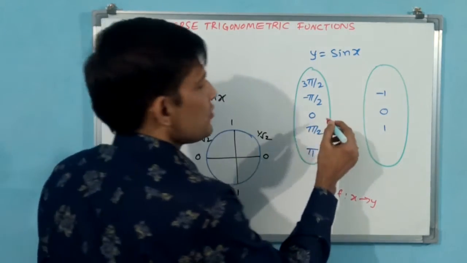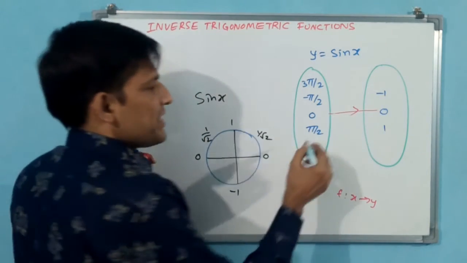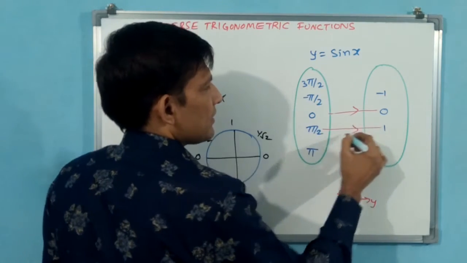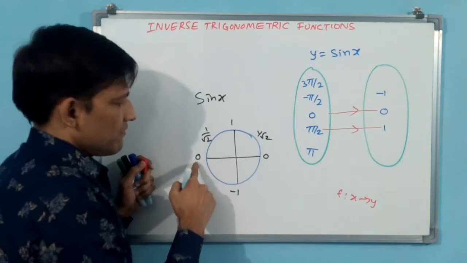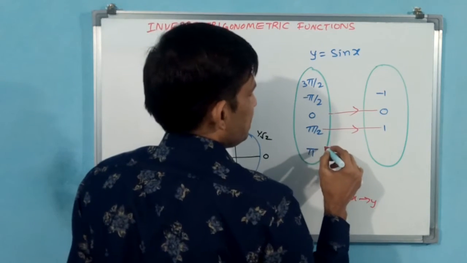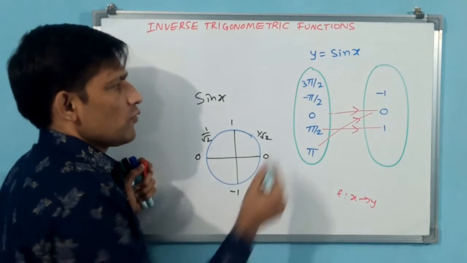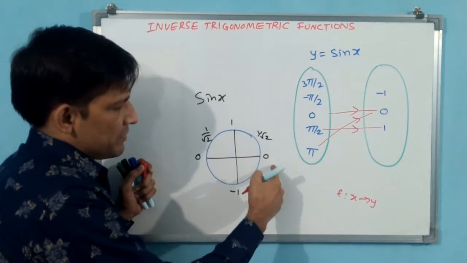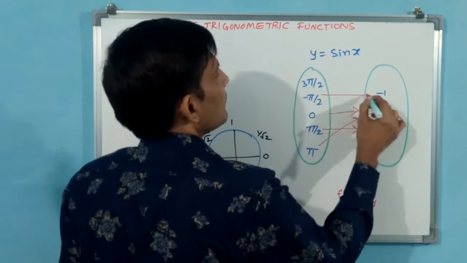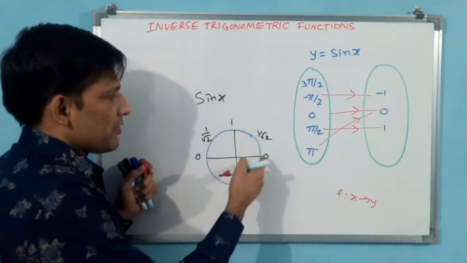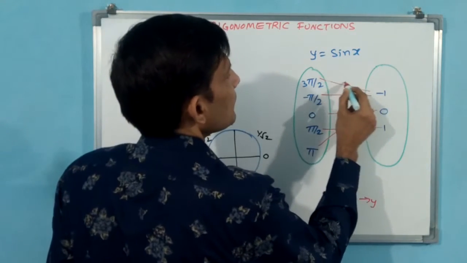You see, if I give 0, what is the output? 0 will come. If you give 90 degrees, what will be the output? 1. If you give 180, what will be the output? 0. If you give minus 90, that means in the reverse direction, minus 1 will come. If you give 3 pi by 2, minus 1 only will come.